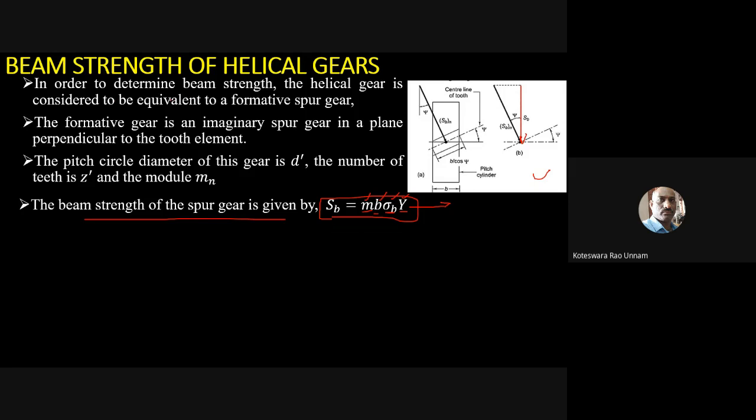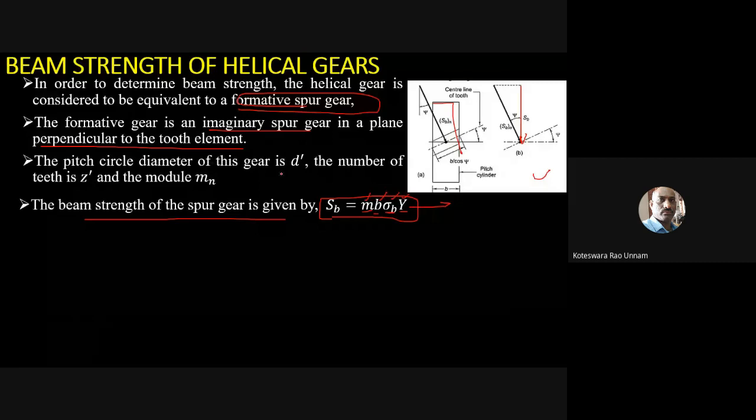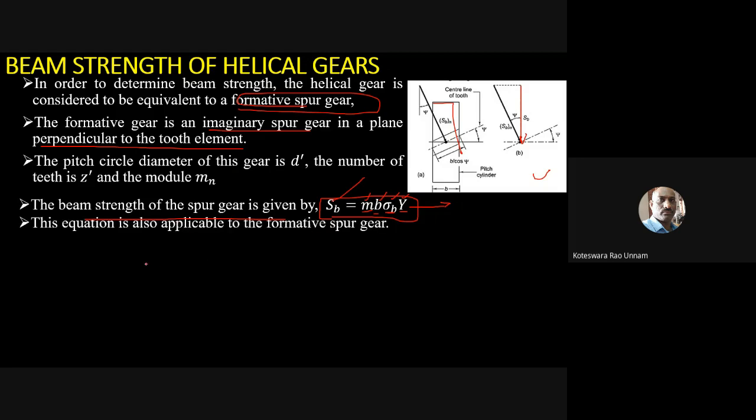So the formative spur gear, or virtual spur gear, is what we'll consider the helical gear to be: a virtual spur gear in the plane of rotation, or in a plane perpendicular to the tooth element. So this is the tooth element, and this is perpendicular to it. Therefore, you need to consider these parameters to convert this beam strength equation of a spur gear into one for an equivalent helical gear.